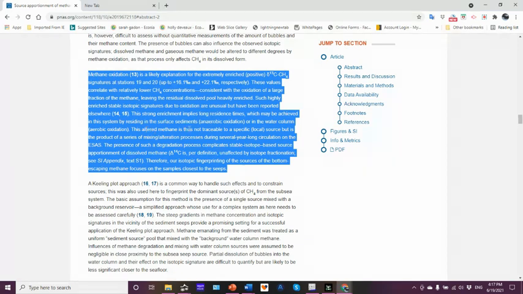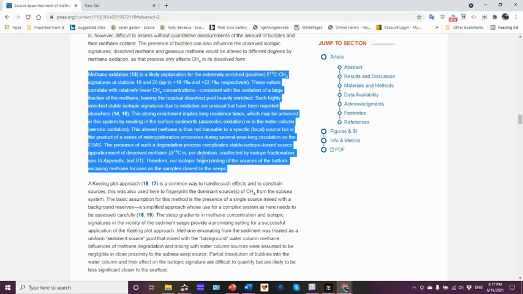This altered methane is thus not traceable to a specific local source, hence some of the uncertainties, but is the product of a series of mixing and alteration processes during several year-long circulation on the ESAS, circulation referring to current movements. The presence of such a degradation process complicates stable isotope-based source apportionment of dissolved methane.